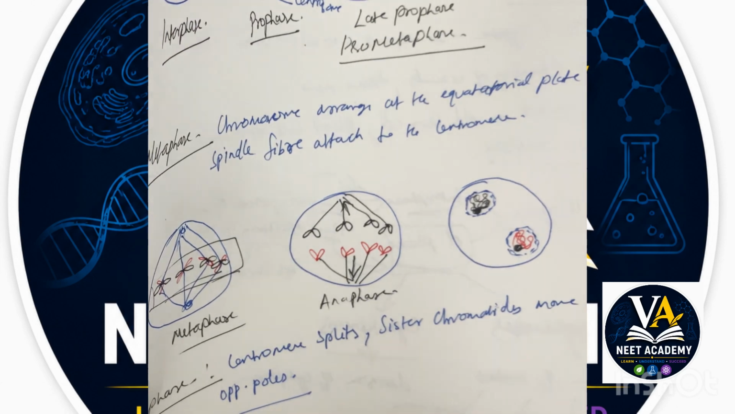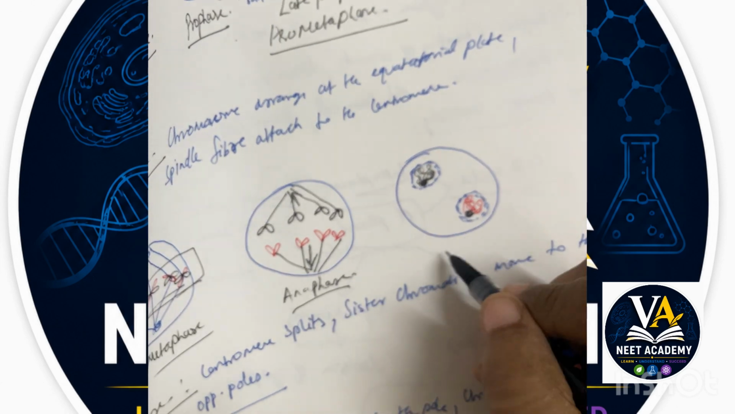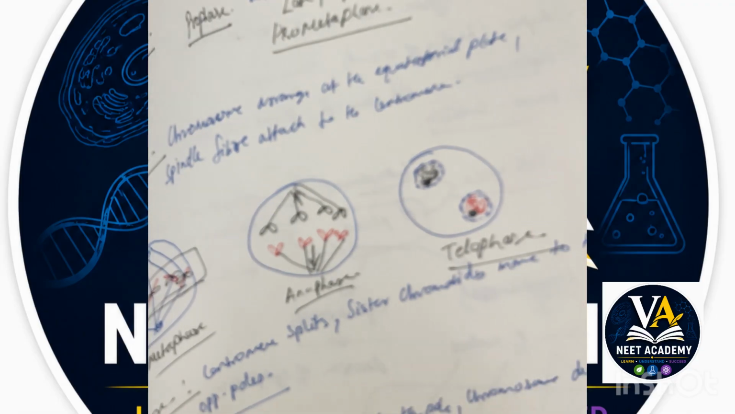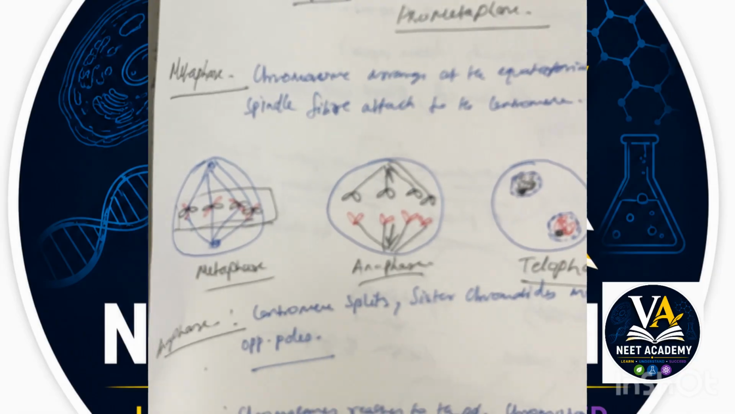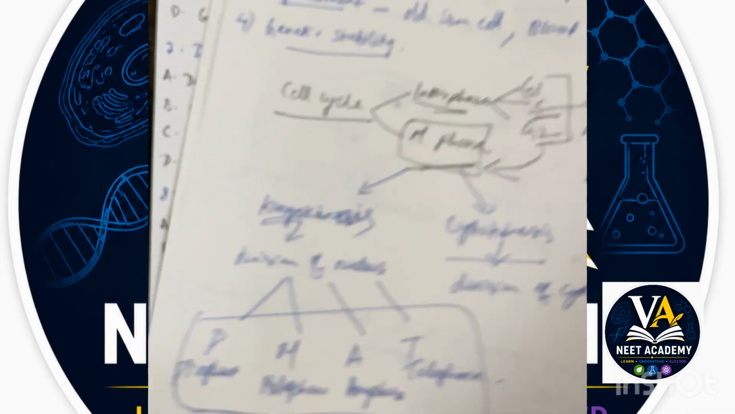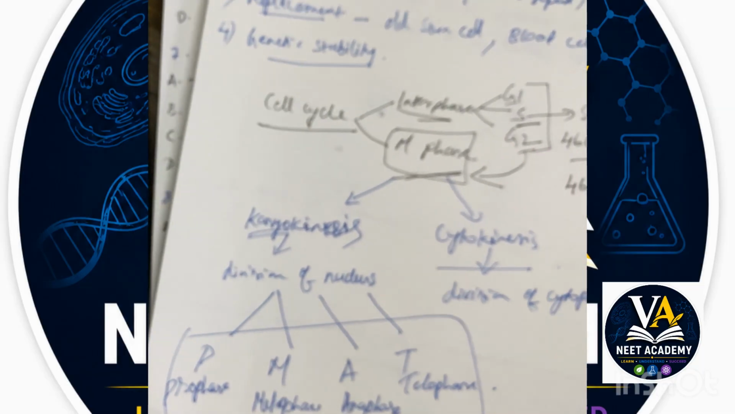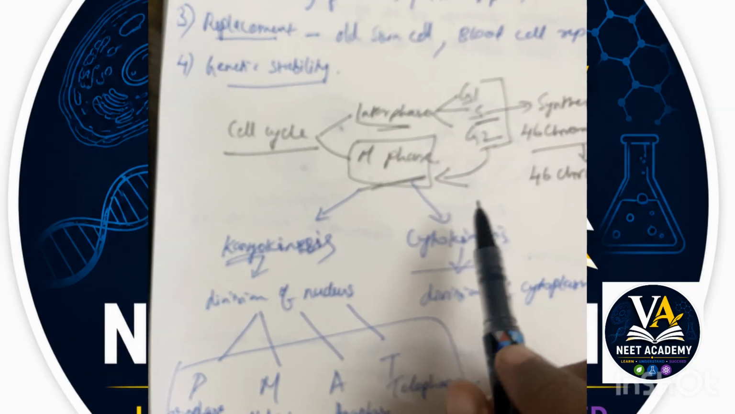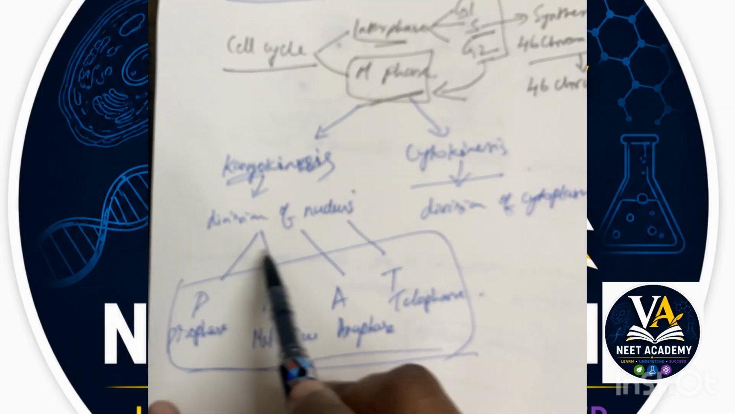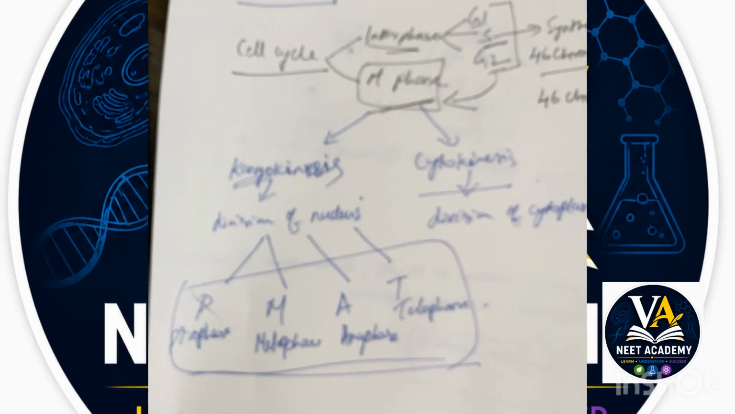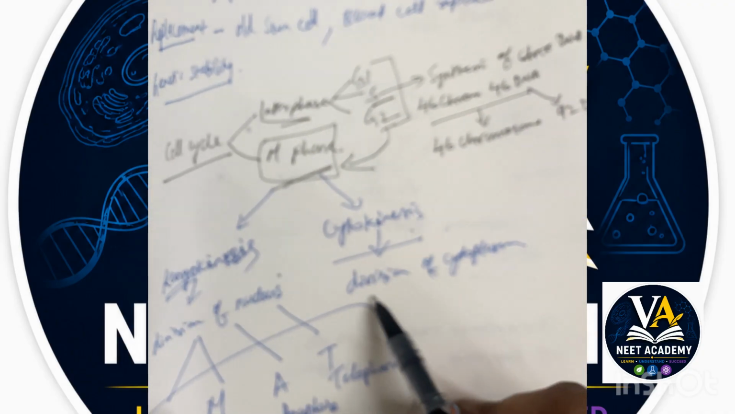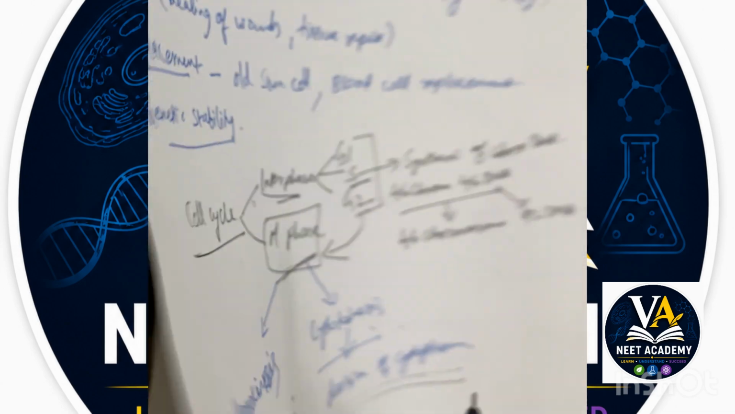Now what stage is this? This is your telophase, after anaphase. Okay. So one of the events of mitosis is over. So I told you that mitotic phase has two events. Karyokinesis, which is over, that is PMAT has taken place already. Now the next stage is cytokinesis. What is cytokinesis? Division of the cytoplasm.